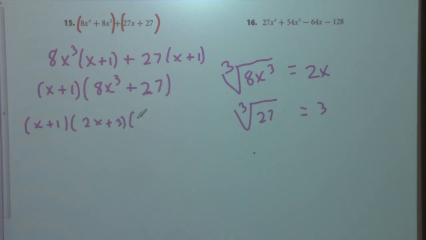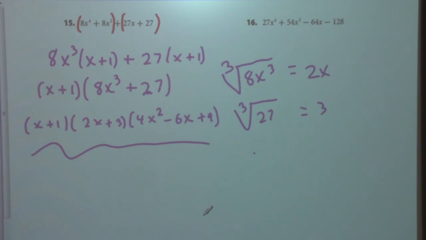4x squared, thank you, Braden. You're welcome. 4x squared minus 6x plus 9. So that's going to be our fully factored form. We see a combination of things on this one, don't we?